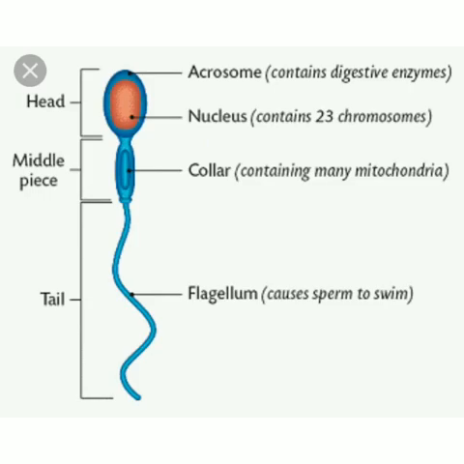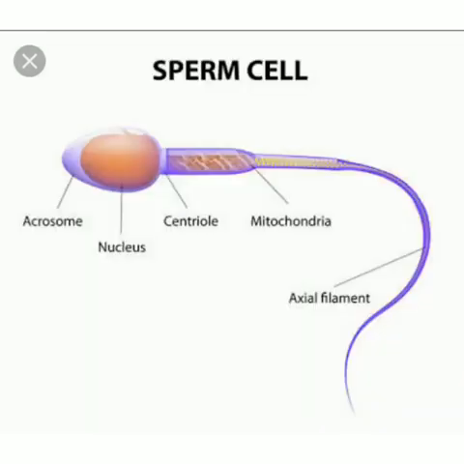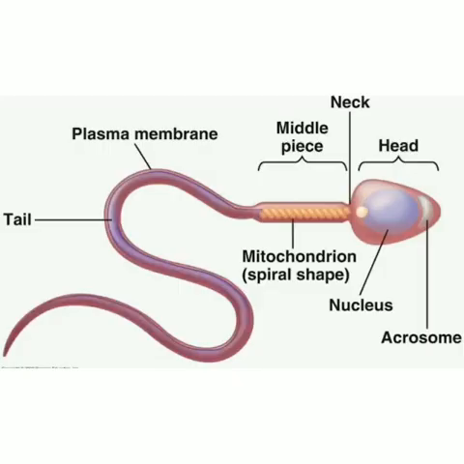Acrosome is a small cap-like pointed structure present at the tip of the nucleus and is formed mainly from the Golgi body of the spermatid. It contains hyaluronidase, that is a proteolytic enzyme popularly known as sperm lysin, which helps to penetrate the ovum during fertilization. The neck is very short and is present between the head and the middle piece.